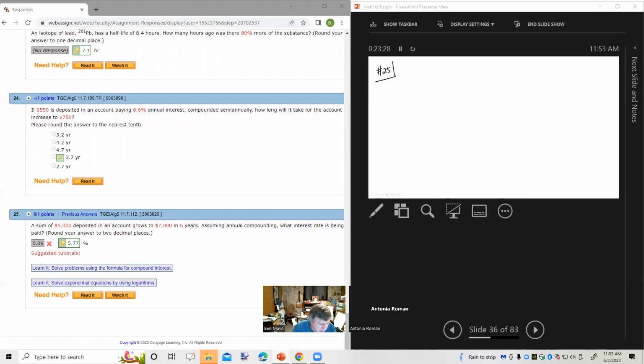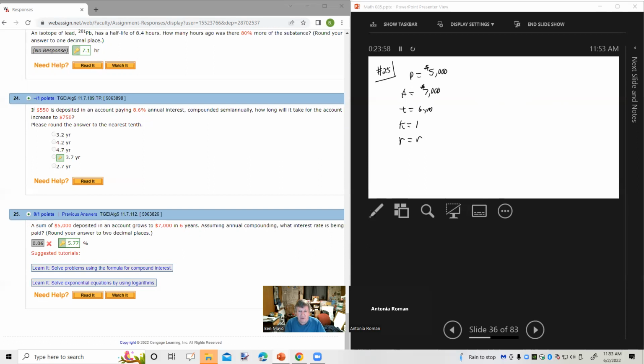A sum of $5,000 deposited in an account grows to $7,000. So that's the ending amount in 6 years. Assuming annual compounding, so it is not continuous, K is 1, once a year, what interest rate is being paid?